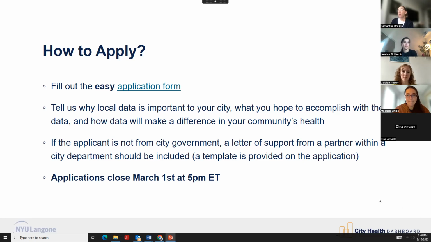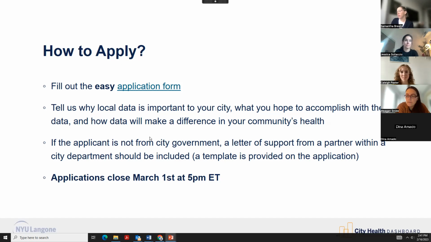And so on that application form, we want to know, why is data important to you? People in this call, Jessica and Megan, you explained why local data was important to you. We want to see that in writing. We want to hear those stories. So, the things that you hope to accomplish with the data: are there projects that you want to put into place? Are there just learnings that you want to have about your city that the data could be used for? Tell us that. Really, basically tell us what you both said word for word in the application. That's the kind of thing that we want to hear, and just how data will make a difference.